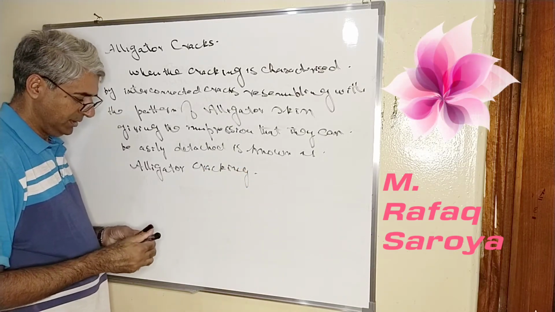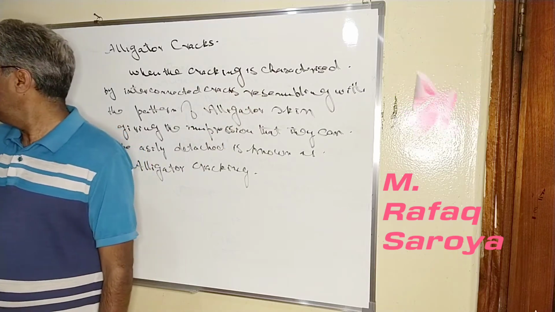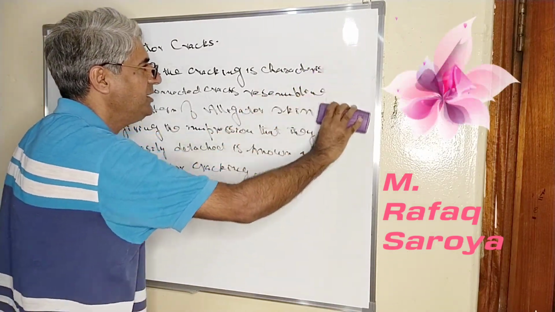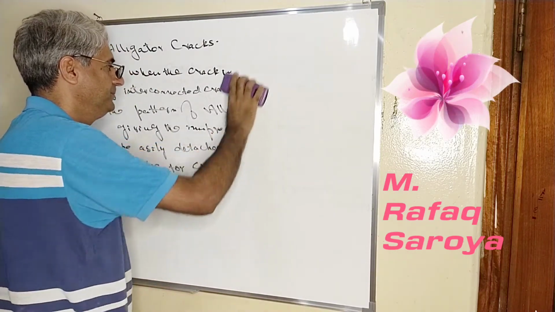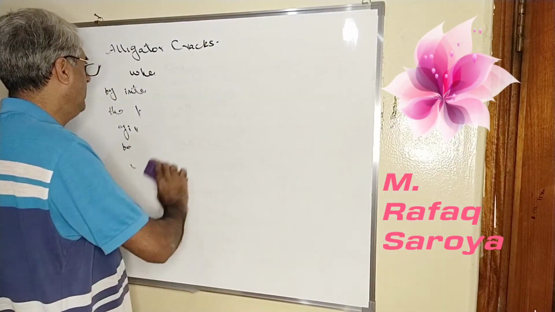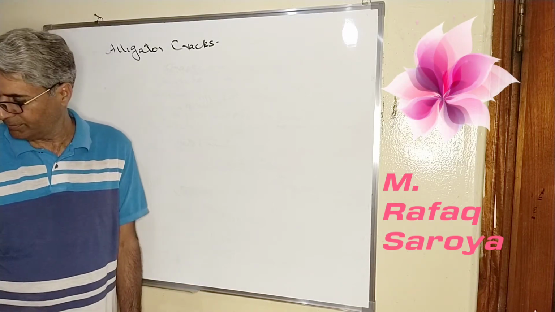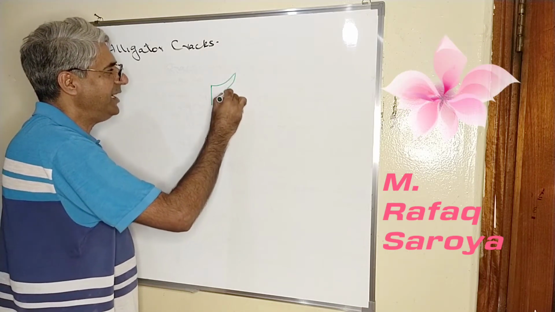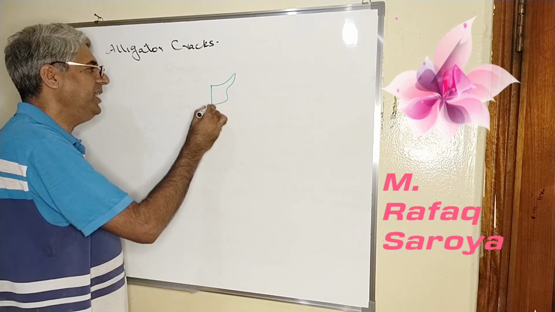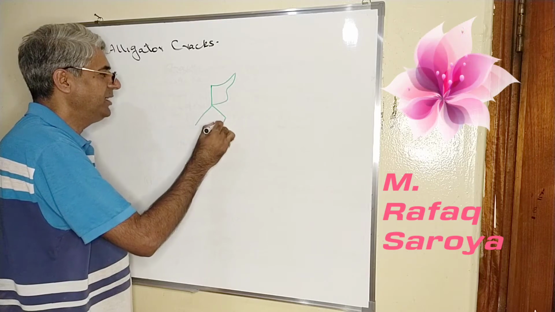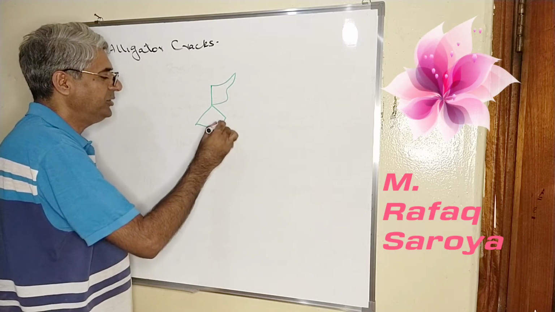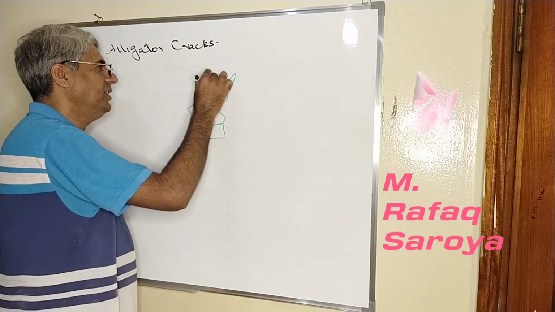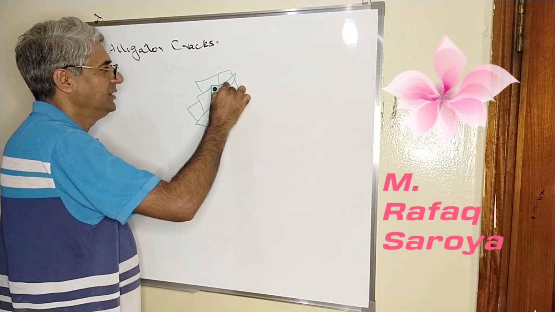So after writing this definition, let me make its pattern, how these cracks will look like on this asphalt surface. Then you will be able to understand this definition very well. Suppose I have seen such type of crack on the surface. Now this crack is being connected with other surface like this one. So this zigzag pattern, and these cracks are very near to each other, and these are connected with each other in this way.